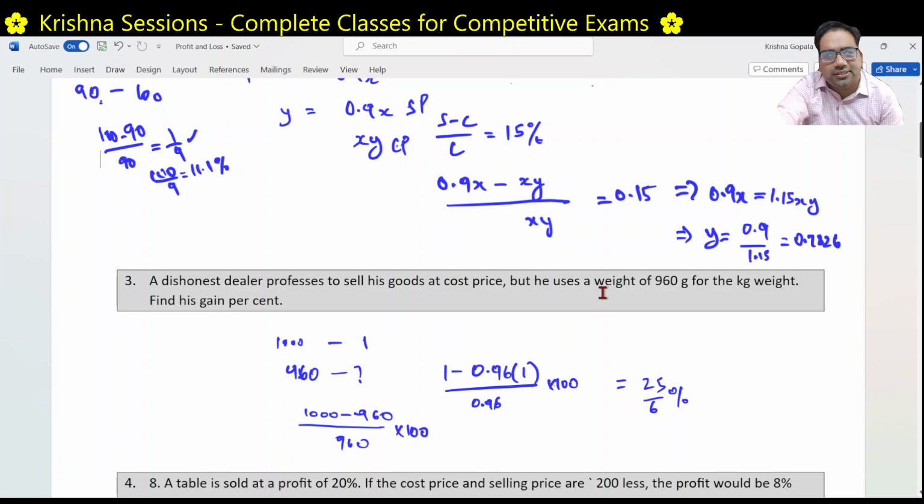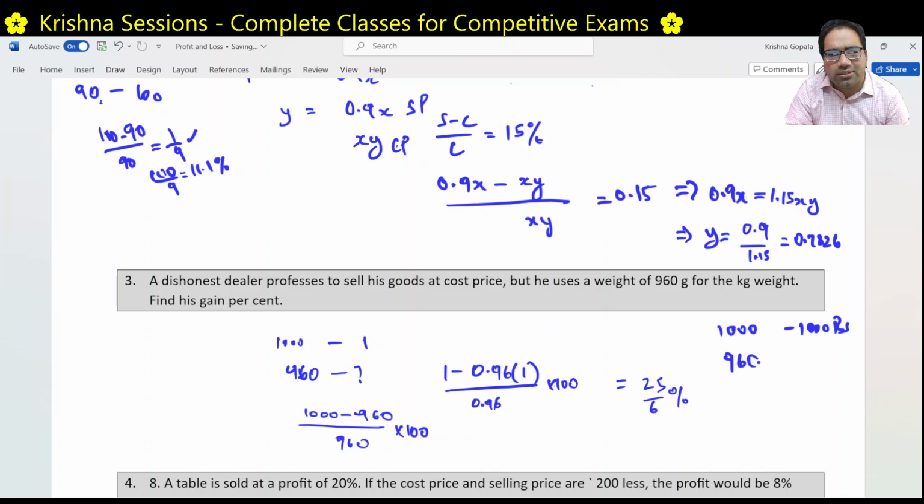He's telling 1,000 grams. He's selling 1,000 grams. In reality, he's selling 960 grams. I'll try to simplify this problem. Let us assume 1,000 grams. The cost is 1,000 rupees.